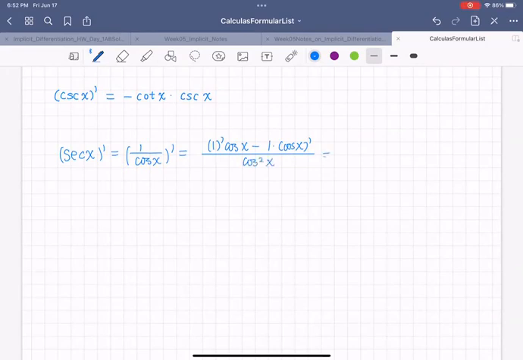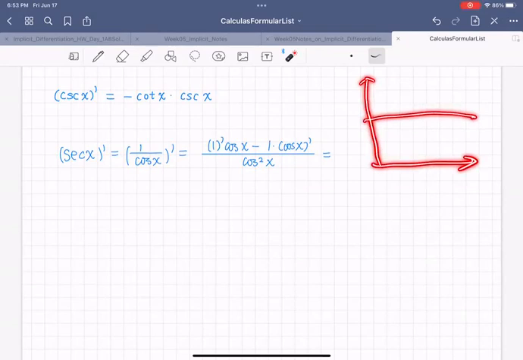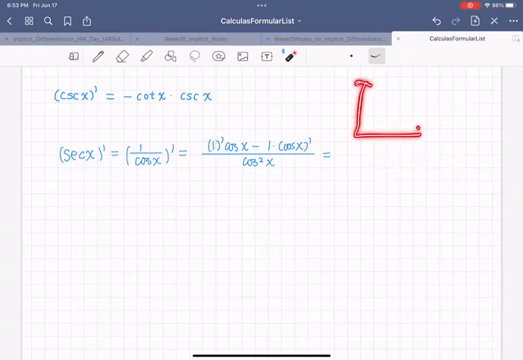Very good. Who is this? 0. Constant number always has derivative equal to 0. You may wonder why. If you have a constant velocity, that means the acceleration is 0. You have a constant number, the slope of a horizontal line is 0. So this is always 0, so this is gone. And who is this? Negative sine x.